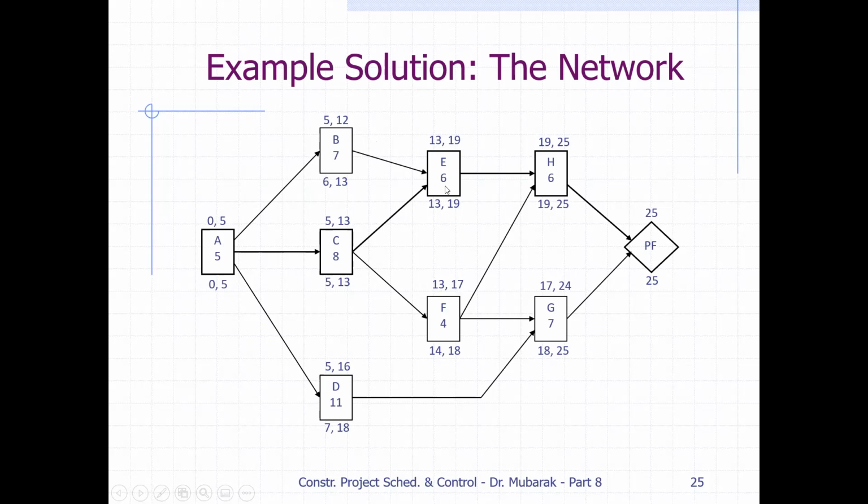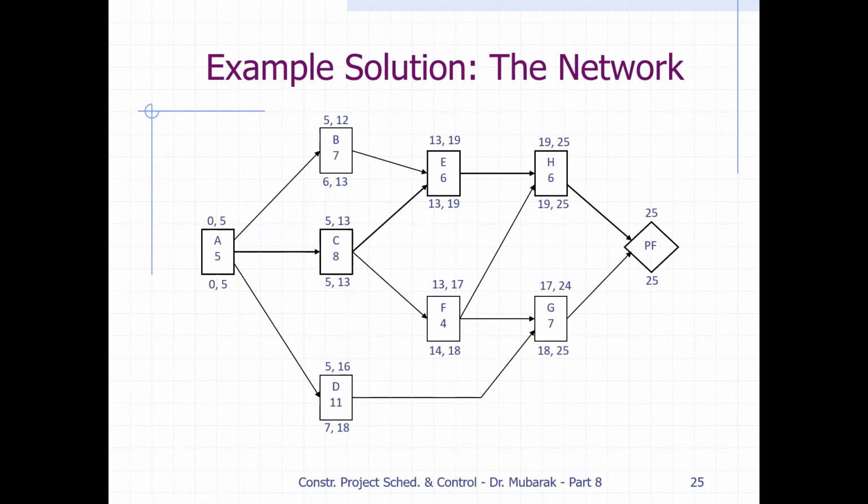So from E and F, one is 19, the other is 17. So for H the starting point is 19, plus 6 is 25. And for G, which is after F and D, 17 here, 16 here. So we put 17 plus 7 is 24. So we got the project duration is 25.